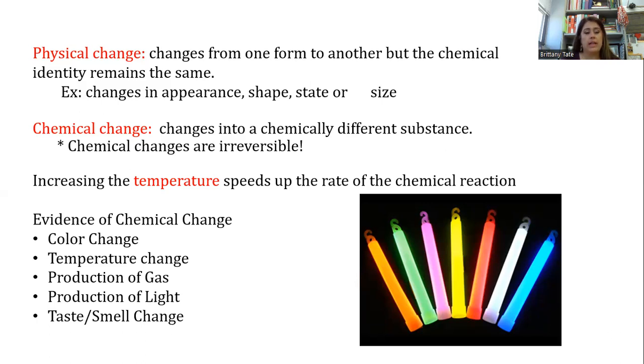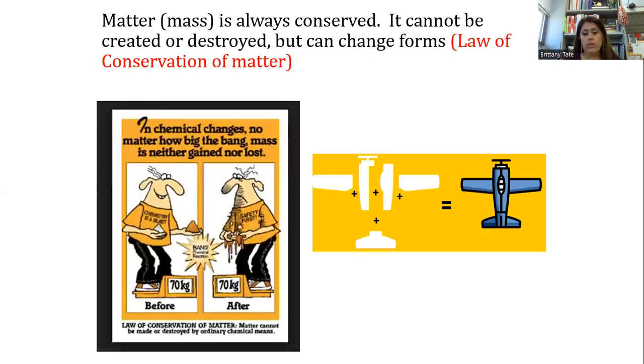Remember when we did the glow stick lab, increasing temperature speeds up the rate of a chemical reaction. So if the temperature is higher, the reaction occurs faster. If the temperature is lower, it's going to occur slower. Evidences of chemical change include color change, temperature change, a production of a gas, a production of light, and taste and smell change. So both chemical and physical changes support the law of conservation of matter.